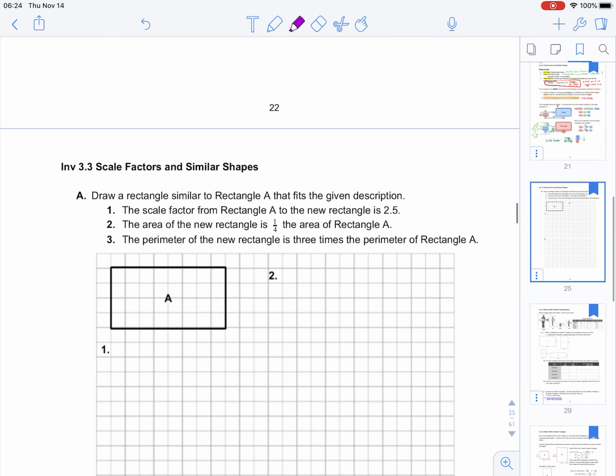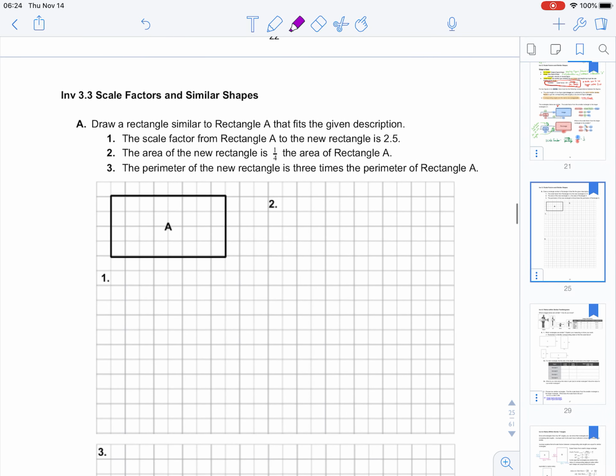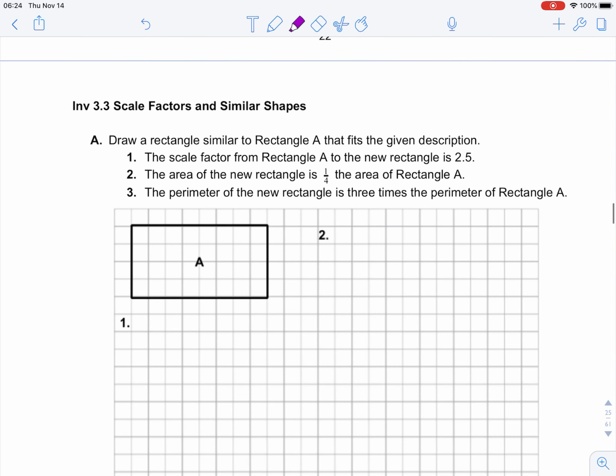Okay, so 3.3, we're on page 23. That table is a little bit off. We are on page 23. Today is 11, 14, 19.